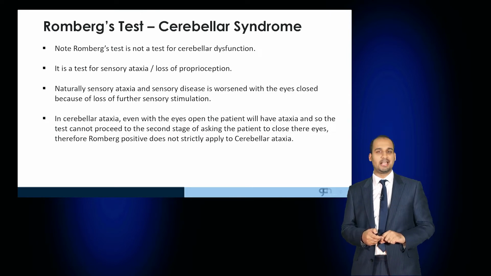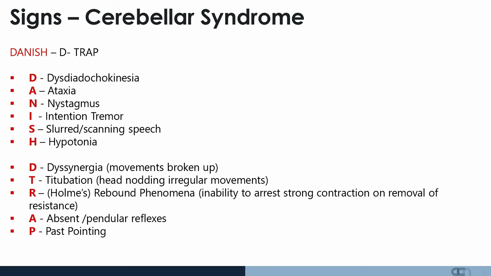Let's go through the key signs that you're expected to pick up. DANISH is a common mnemonic. Dysdiadochokinesia, ataxia, nystagmus, intention tremor, slurred speech, and hypertonia are the cardinal signs of cerebellar disease.